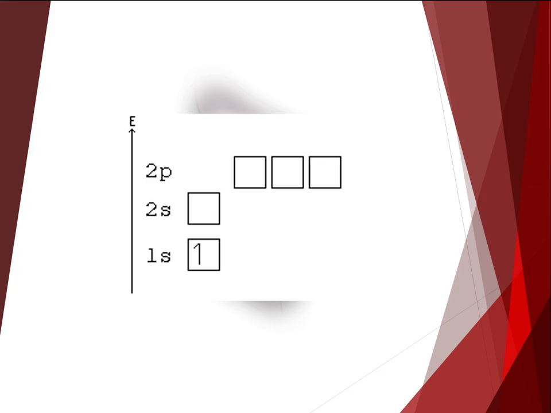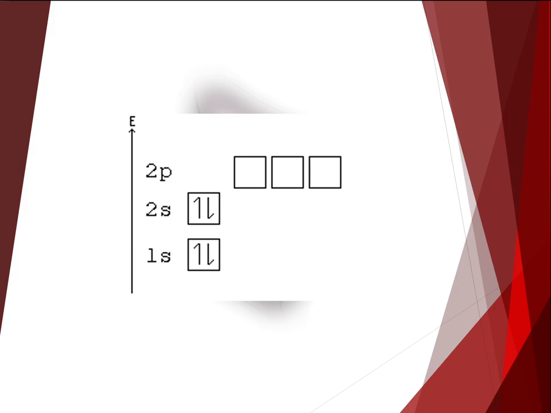Rule number 2. Hund's rule. Hund's rule states that you must place one arrow in each orbital of the same energy level before putting pairs of arrows in any orbital at that level. All the single electrons should be shown as having the same spin. In other words, all of the single arrows representing electrons in different orbitals at the same energy level should point up. Rule number 3, the Pauli exclusion principle.